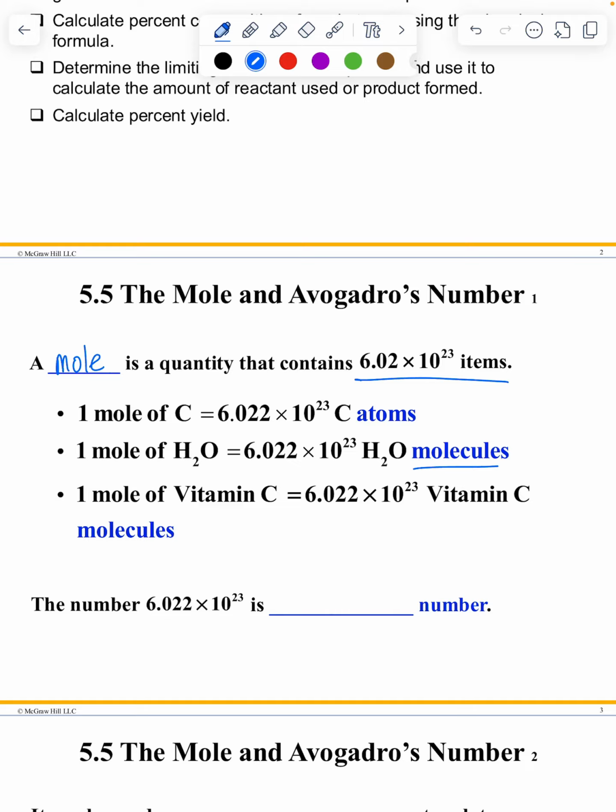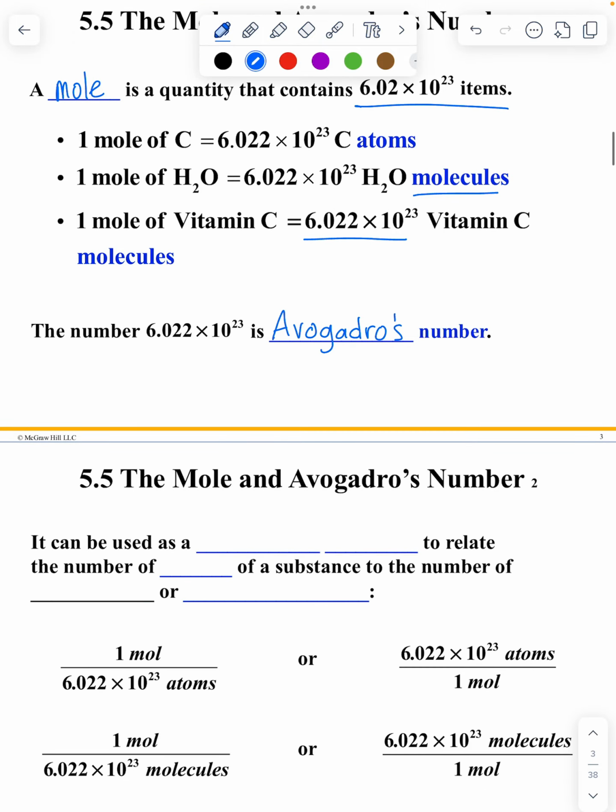And then here's an example using vitamin C. We see that 1 mole of vitamin C is equal to this number of molecules. And the number that is represented here is called Avogadro's number, 6.022 times 10 to the 23rd.